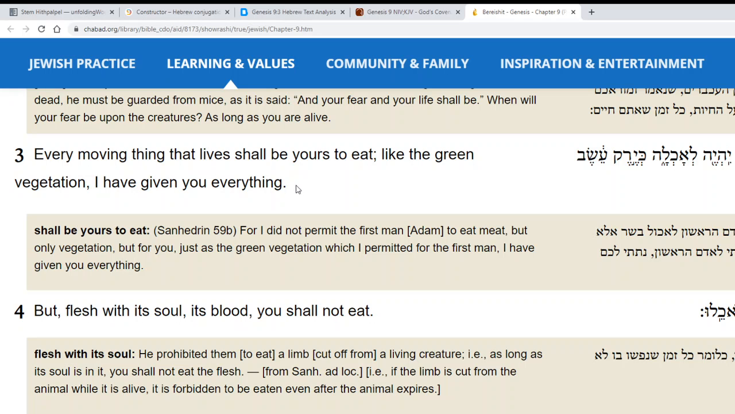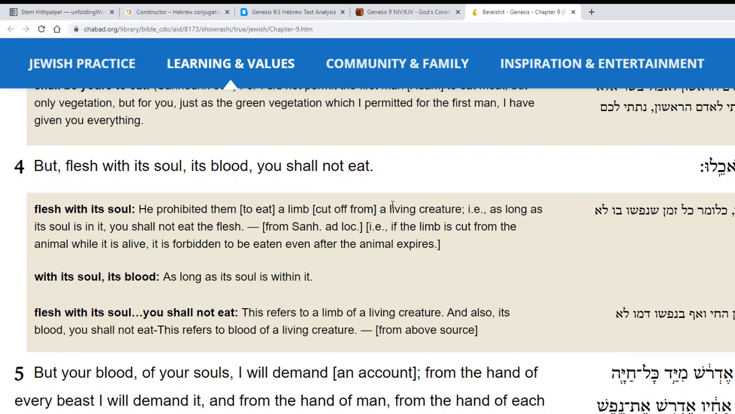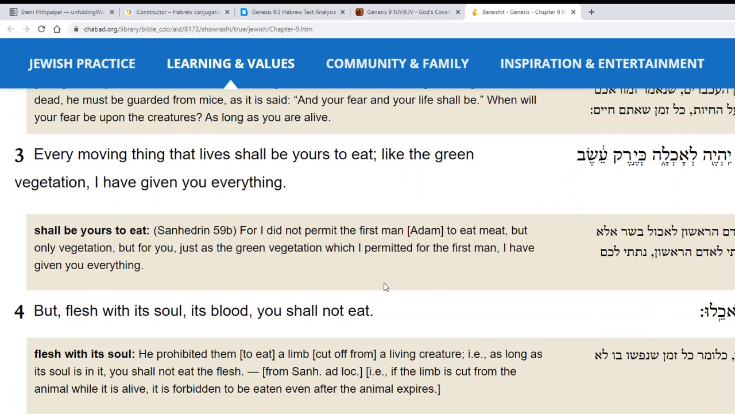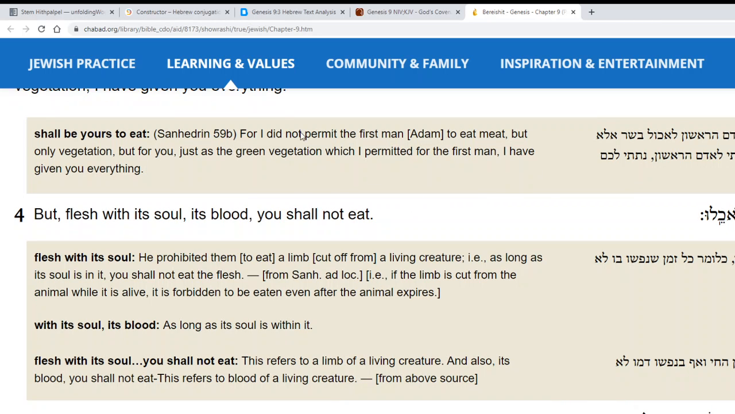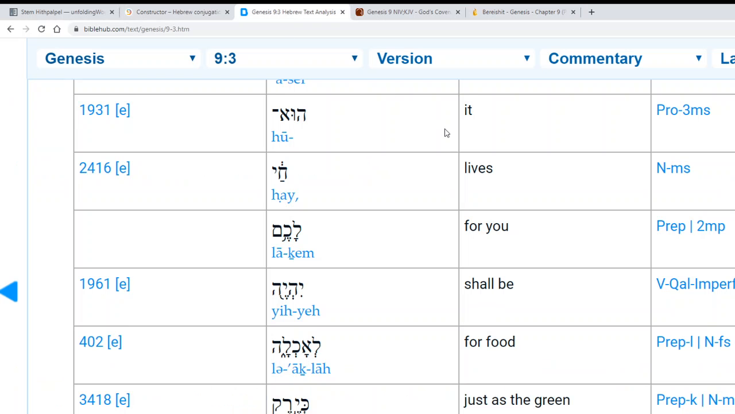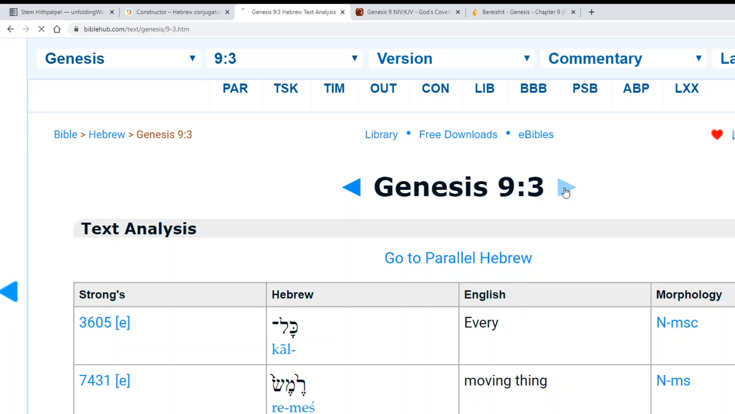Okay? And Rashi is just telling us that before the fall, men were all vegetarians, which is actually where I believe most rabbis believe we will eventually return to being vegetarians, in olam haba, when Mashiach comes. Okay, let's go on to the next verse.